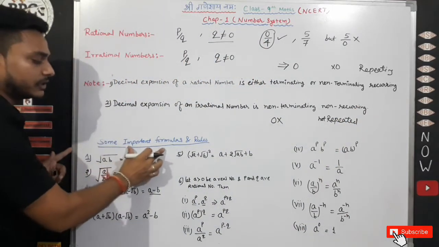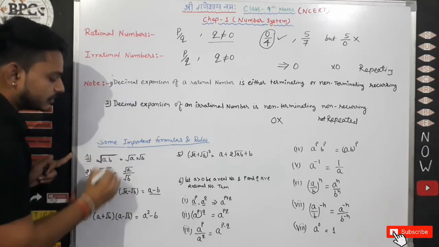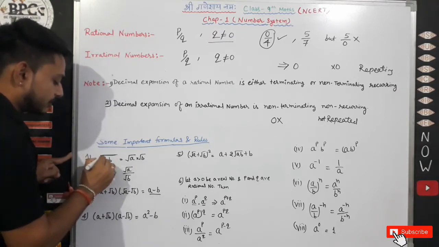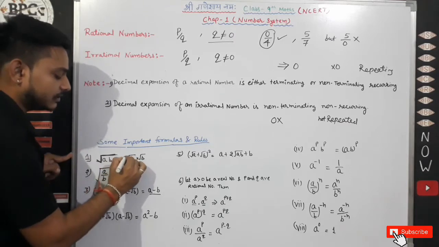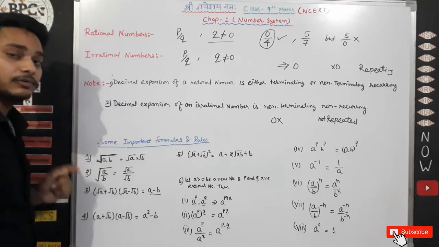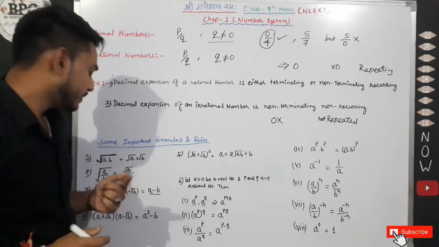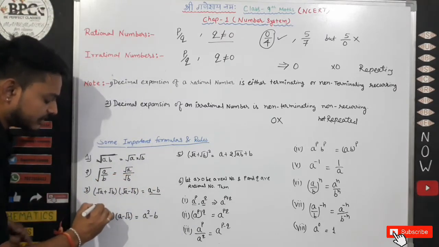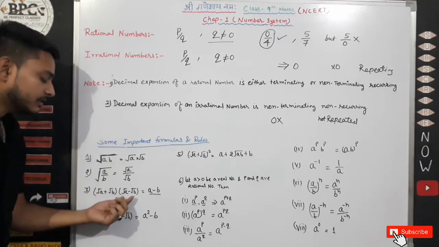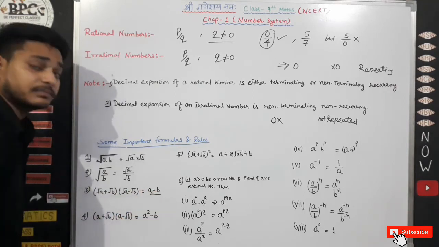Here we have some important formulas and rules. If some number is in the form of under root a into b, then we can write it as under root a into under root b. If the number is written in the form of under root a upon b, then we can write it as under root a upon under root b. If the numbers given to us are under root a plus under root b and under root a minus under root b, then the solution we get is a minus b.